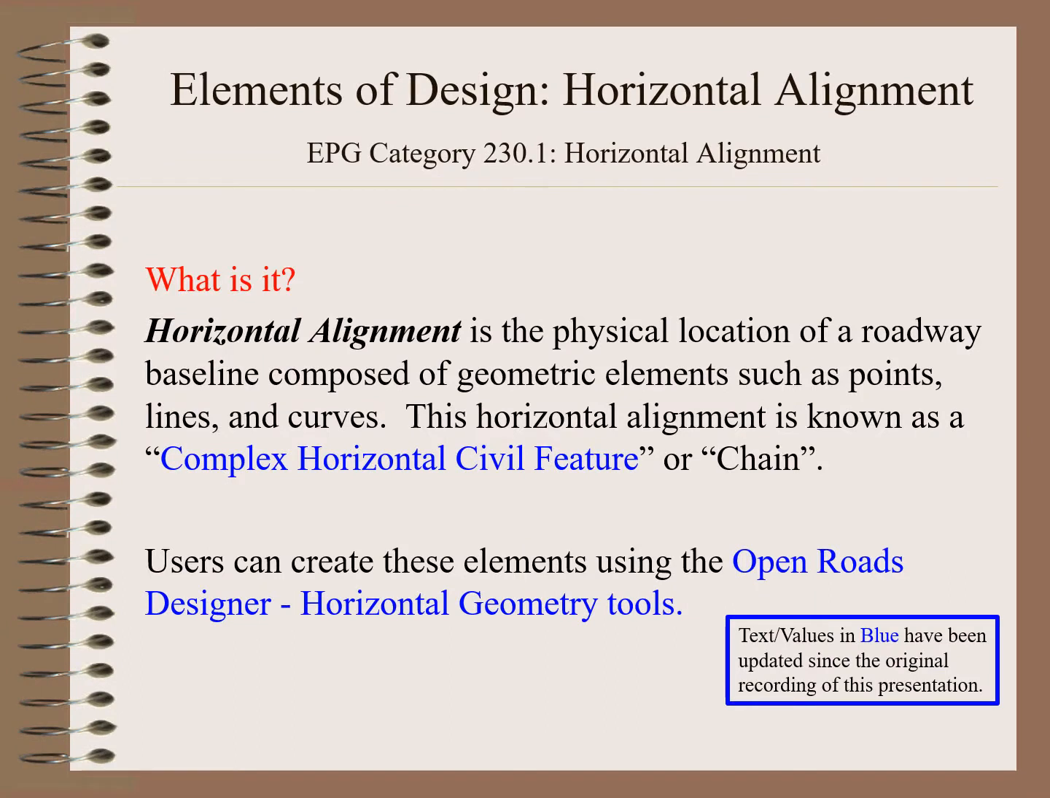So what is horizontal alignment? Horizontal alignment is the physical location of a roadway baseline composed of geometric elements such as points, lines, and curves. This horizontal alignment is also known as a chain. Users can create these elements using GeoPack traditional coordinate geometry, or COGO, graphical COGO, or any of the horizontal alignment tools found within the GeoPack suite.